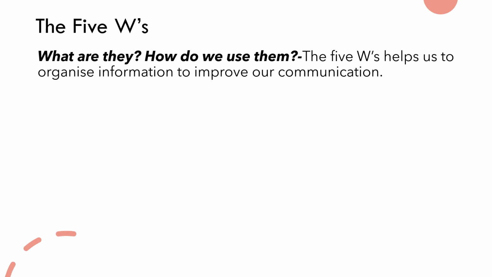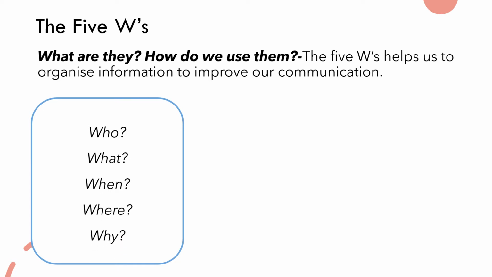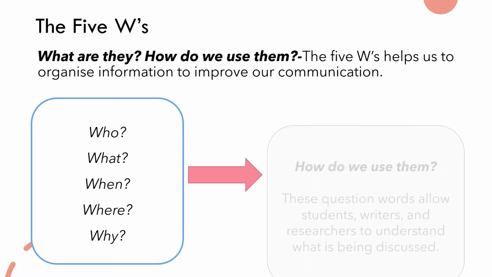What are the 5 W's and how do we use them? So the 5 W's help us to organise information and improve our communication. The 5 W's look like this. So the first one is who, what, when, where, and why. You notice after each one of these words I have a question mark. So these are words that are going to help us to improve our communication by asking the right questions and to move along a conversation or a discussion.